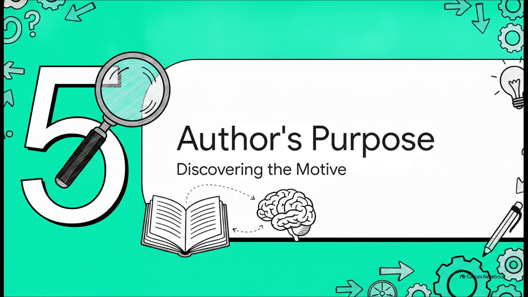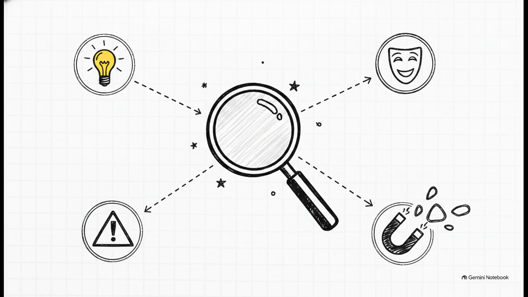Let's discover the motive. Every crime has a motive. And trust me, every passage has a purpose. Authors don't just accidentally drop words onto a page. They have an agenda. They have a specific goal they want to achieve with you, the reader. Your job as an investigator is to look at the evidence board and figure out which of these 4 specific goals the author had in mind.